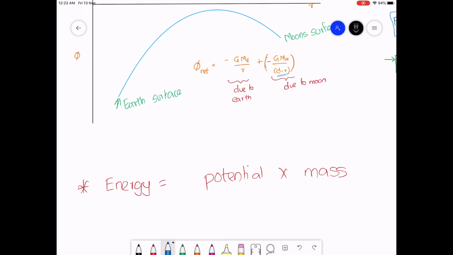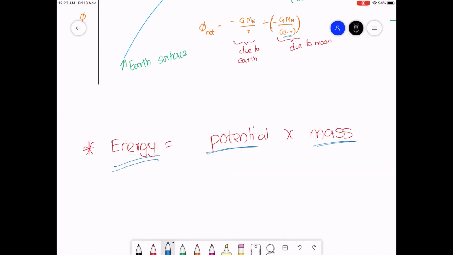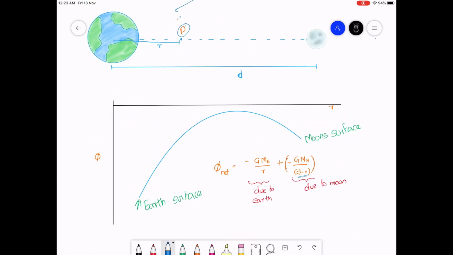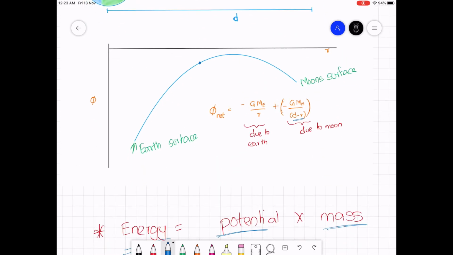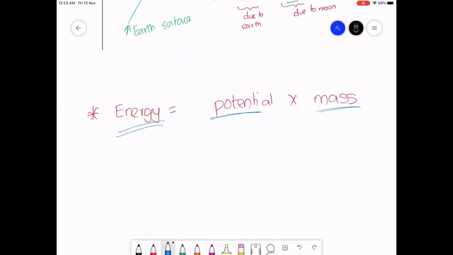Now, if you want to find the potential energy, this graph is a graph of potential, but if you want to find the potential energy, you just multiply it by the mass of the object whose potential you'd want to measure. So if you have a 10 kilogram object, you know that the potential at this point is, let's say, negative 50, sorry. Negative 50, just multiply it by the mass, 10, and you get negative 500 joules.